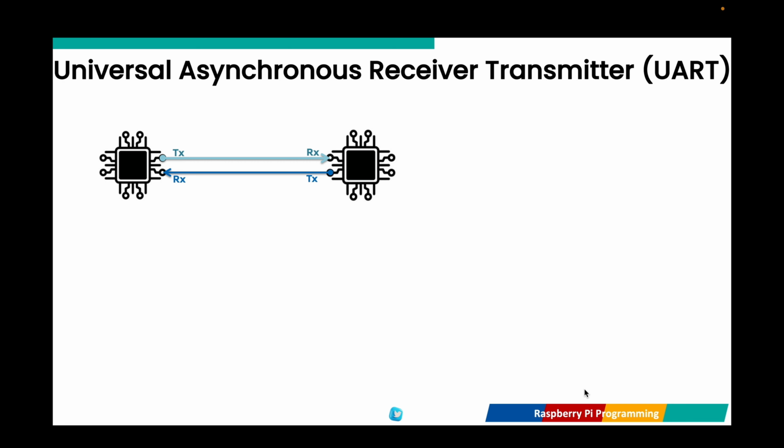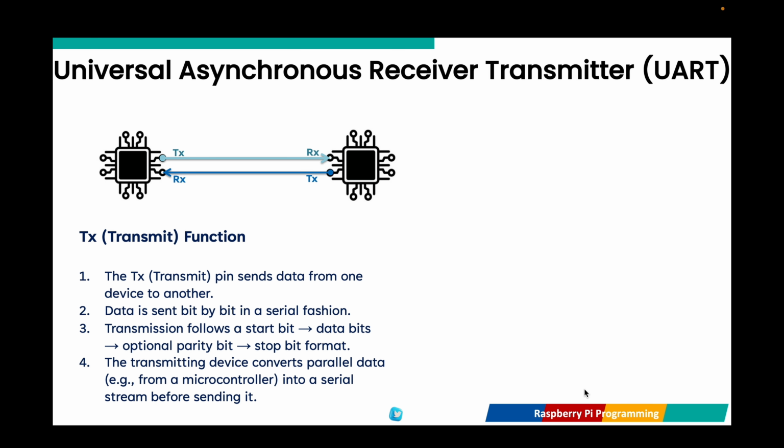Let's begin with the TX function. The transmit pin sends data out from the device in a serial format, 1 bit at a time. Before transmission, parallel data such as sensor readings or microcontroller outputs is converted into a stream of bits. The data is sent following a standard structure: a start bit, data bits, an optional parity bit for error checking, and a stop bit.